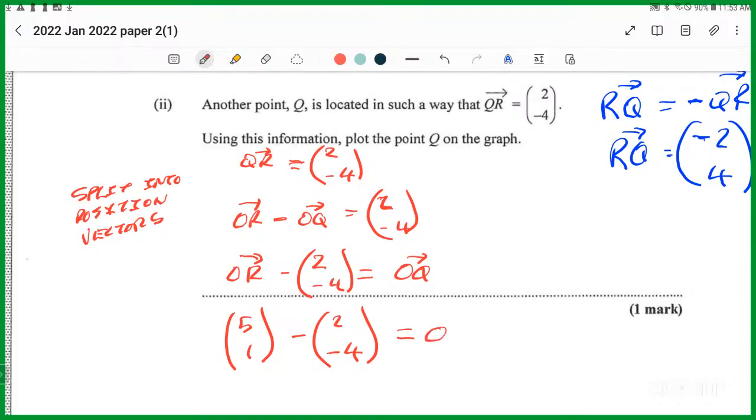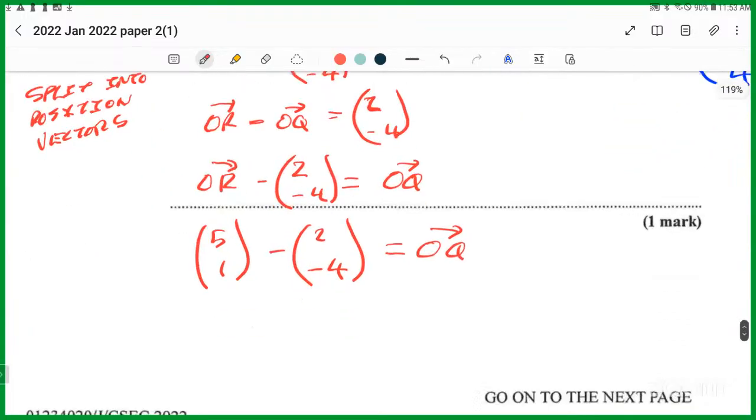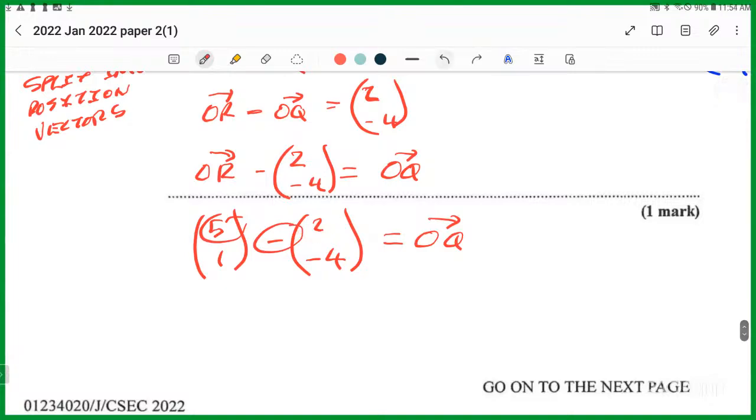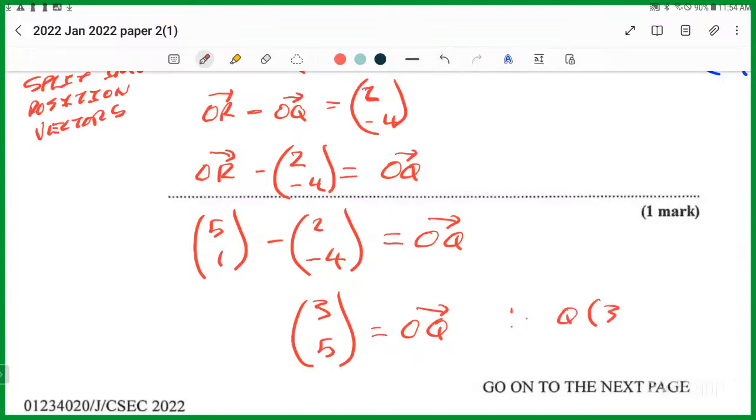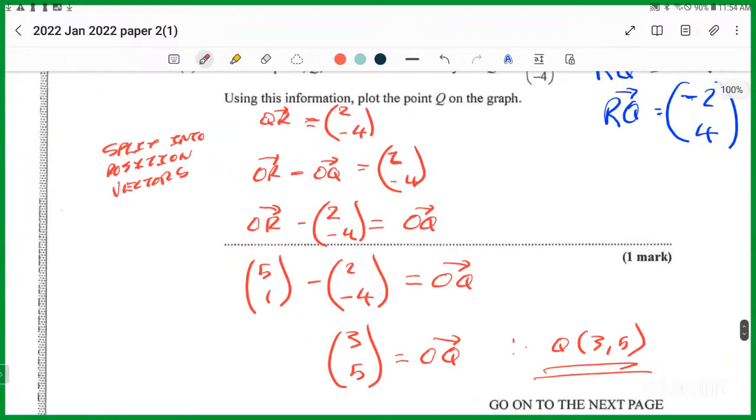That's what OQ is. 5 minus 2 is 3. And then 1 minus a negative 4: the minus minus becomes a plus, so 1 plus 4 is 5. That's what OQ is. So the position vector of Q is (3, 5). Therefore, the coordinates of Q are (3, 5). So Q is at the point (3, 5) on the graph, which is where we have it up here.